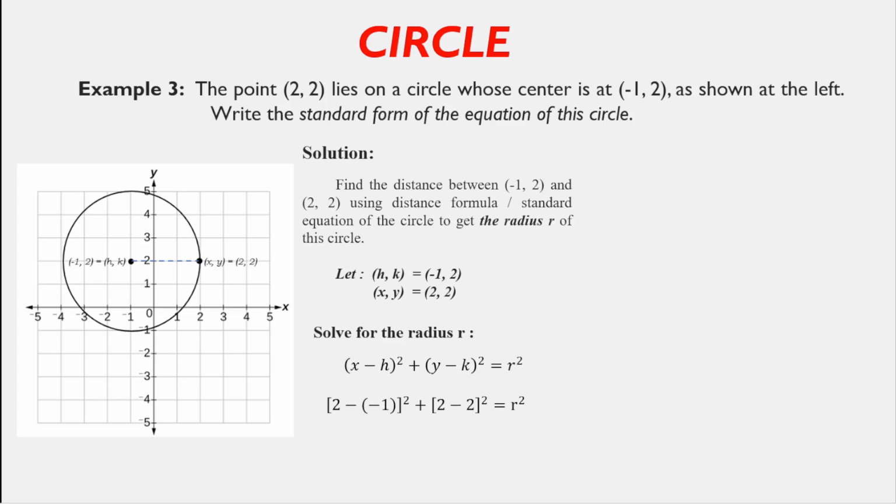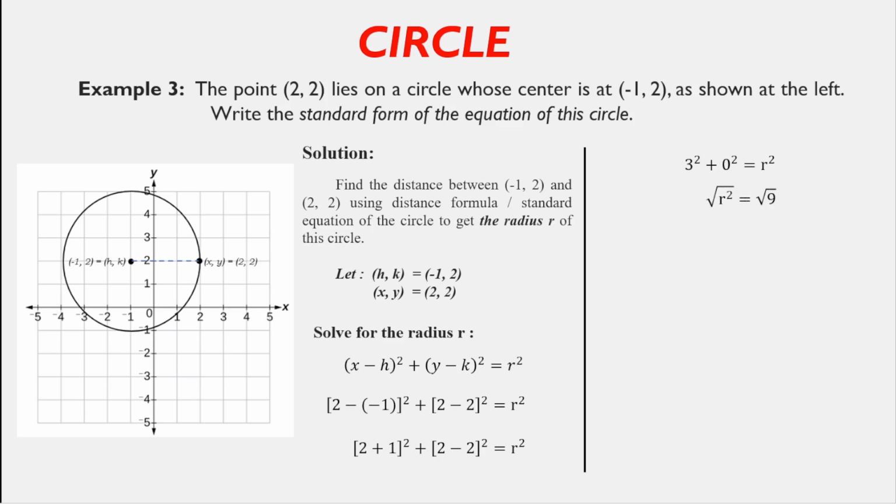(2 − (−1))² + (2 − 2)² = r². As we simplify further, 2 minus -1 is 2 plus 1, and 2 minus 2 stays as is. Then 2 plus 1 is 3, so we have 3². And 2 minus 2 is 0, so we have 0² equal to r².